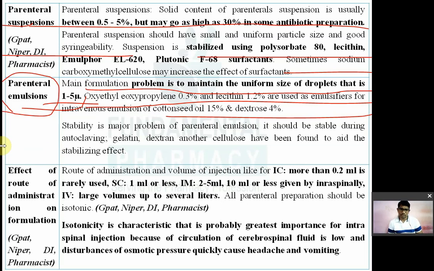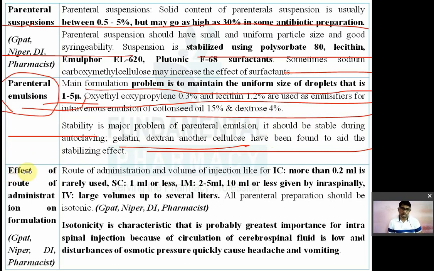Then stability is again a major problem with the parenteral emulsion. So it should withstand autoclaving. It should be stable with the autoclaving. Gelatin, dextran and other cellulose have been found to aid the stabilizing effect. मतलब क्या? Gelatin है, dextran है and cellulose है. तो वो क्या करेंगे कि emulsifier का stability बढ़ाएंगे. So they have found aid, मतलब increase the stabilizing effect.